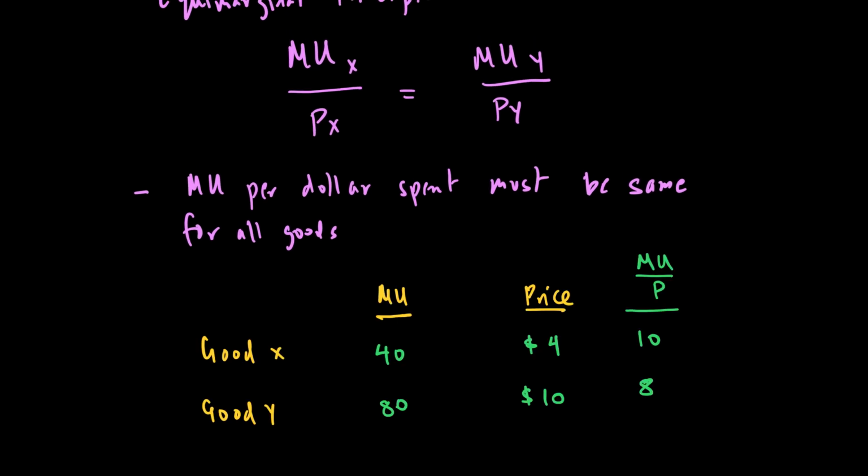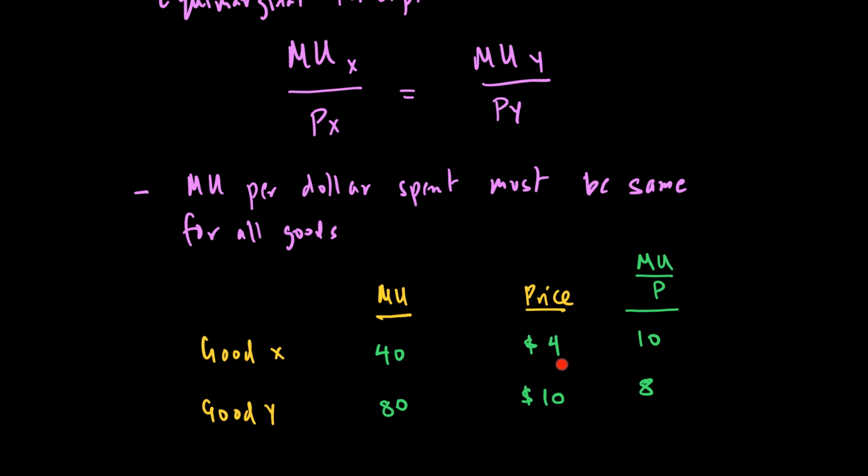Let's say we have two goods, good X and good Y. The MU that I get from good X is 40, while the MU of good Y is 80. Clearly, if you don't show me the prices and just ask from the MU perspective, I'll say I prefer good Y over good X, because good Y has a higher MU. But that's not all we need to look at. We need to look at the prices.